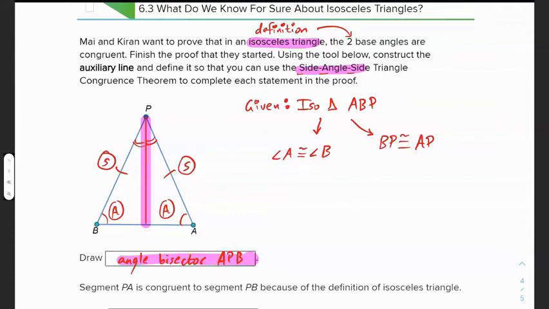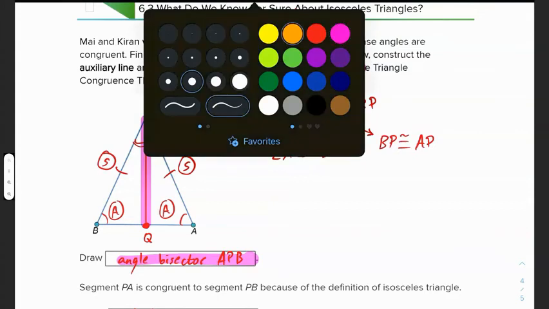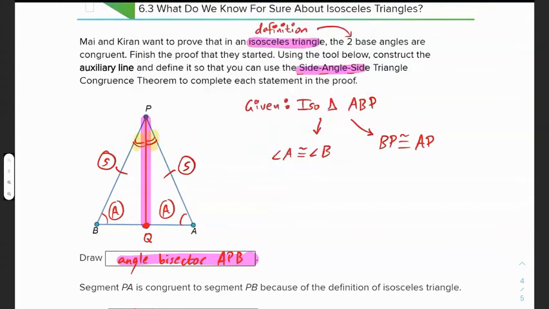Okay. Now we have several things here. We have two new angles, right? And I want to go ahead and call this point right here point Q. Okay. And I'm going to go ahead and say, well, angle APQ is congruent to angle BPQ. And I'll go ahead and highlight those so you can see what I'm talking about. That's this angle here, that angle there. Because it's an angle bisector, those two angles are congruent to each other.